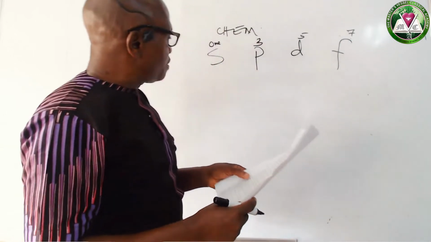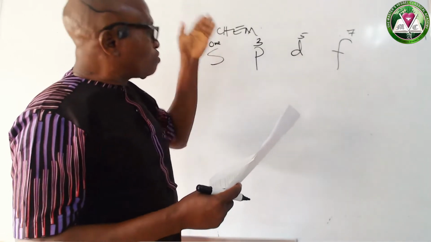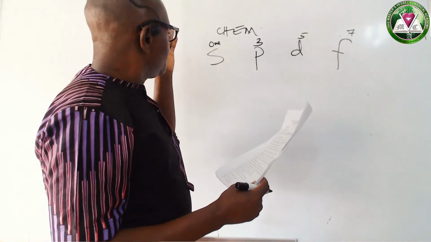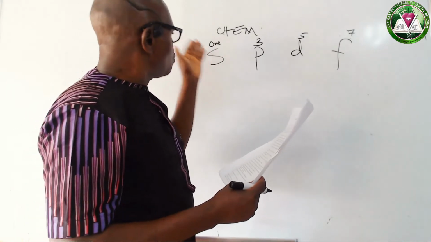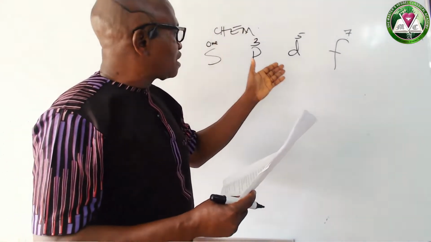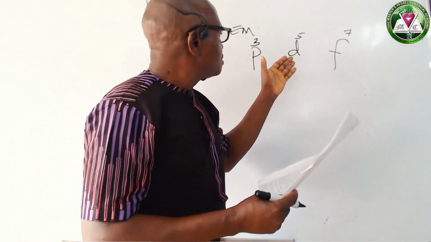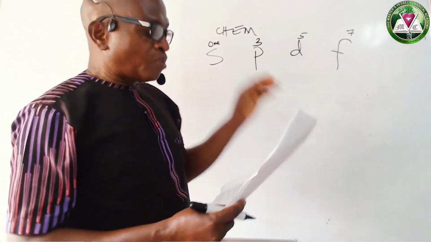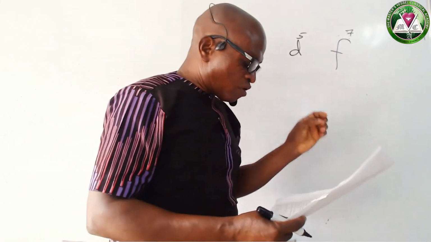Well, I would have explained, but I've just told you that each orbital contains 2 electrons. Therefore, you see that the S subshell contains 2 electrons, the P contains 6 electrons, the D contains 10 electrons, and the F contains 14. But the answer to this question is 5 orbitals.